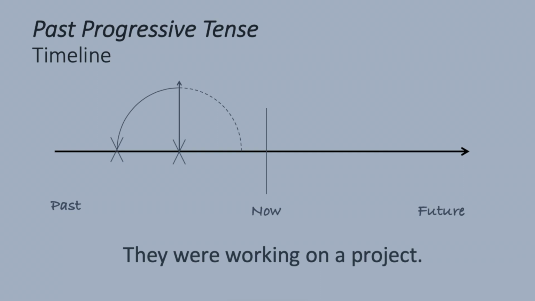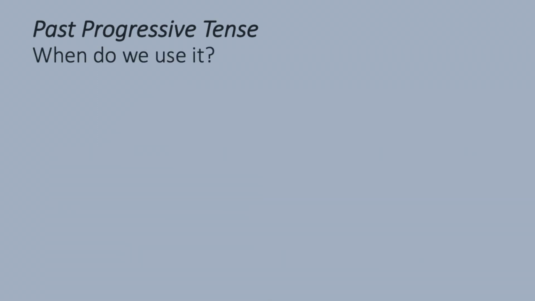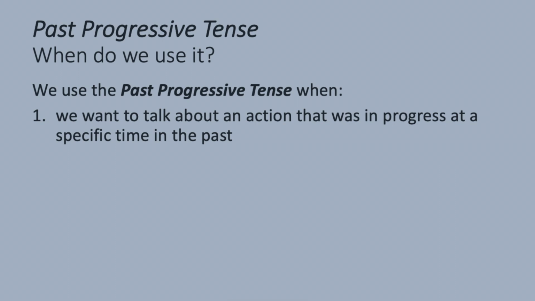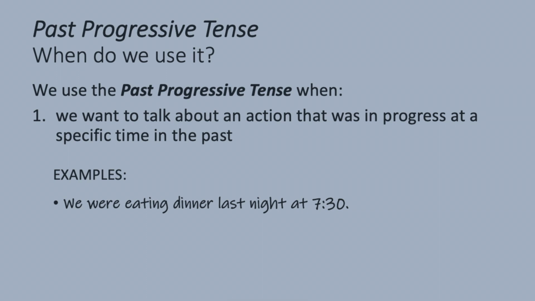Maybe they finished? There are two ways we use the past progressive. First, we use the past progressive to talk about an action that was in progress or still happening at a specific time in the past. For example, we were eating dinner last night at 7:30. She was living in South Korea in 2009.